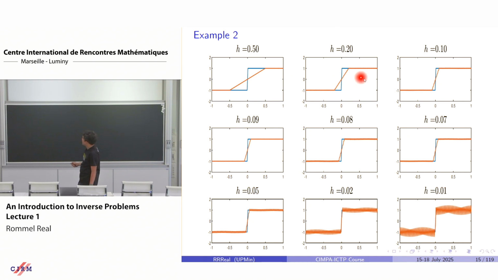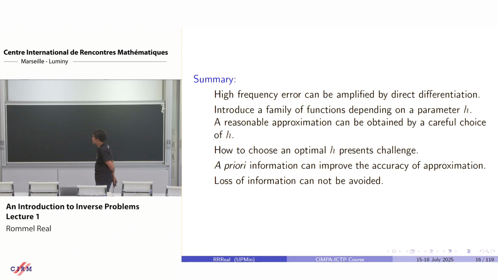As you can see also, from left to right, from up to down, as we make our h much smaller, it approximates the function better, although we could do much better at approximating this non-smooth part here. But notice if I take smaller step sizes h, our approximation blows up. It gets more oscillatory. So to summarize this observation, high frequency error can be amplified by direct differentiation.